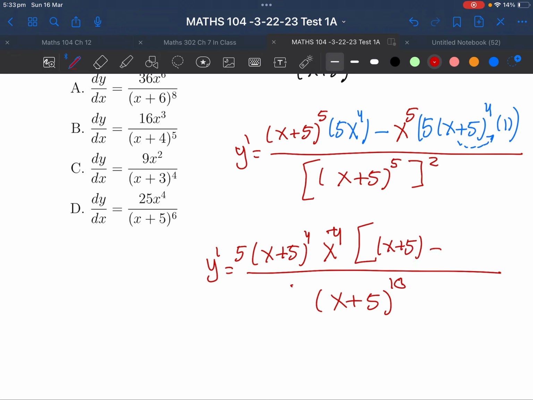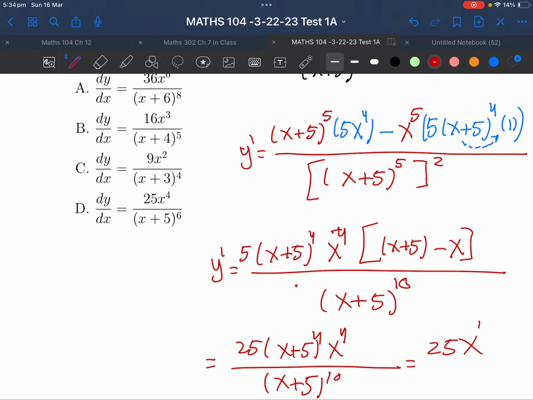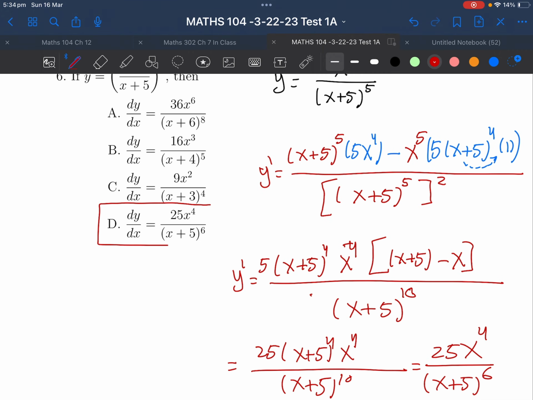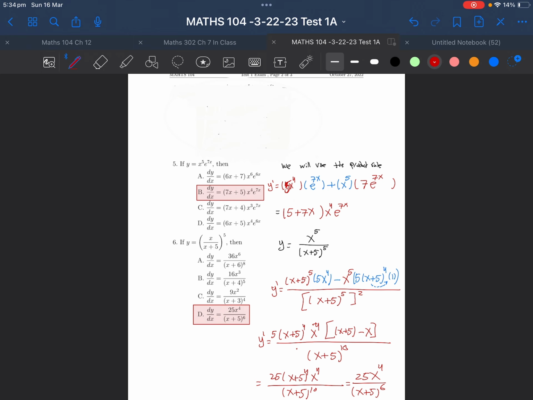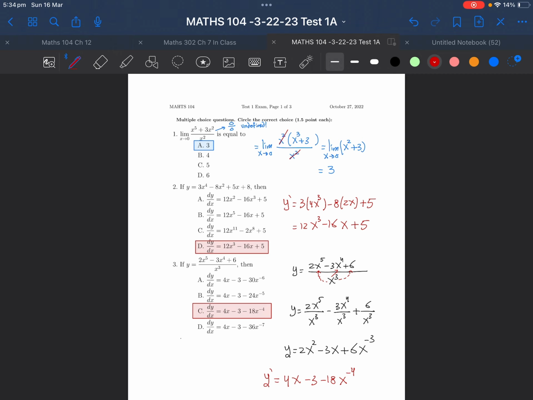And then minus, if we take here, we'll just get x. So the final answer will be just 25 times x plus 5 power 4, x power 4, over x plus 5 power 10. So the final answer would be 25x power 4 divided by x plus 5 power 6, which is, of course, the last answer. This is just a manipulation of using the quotient rule. By this, we finish this exam.